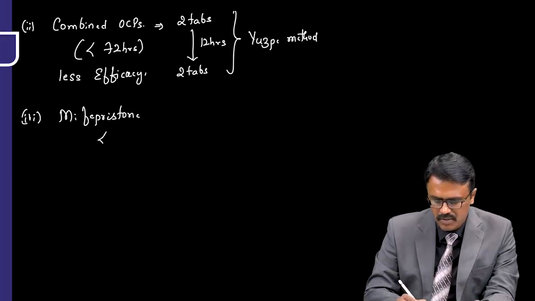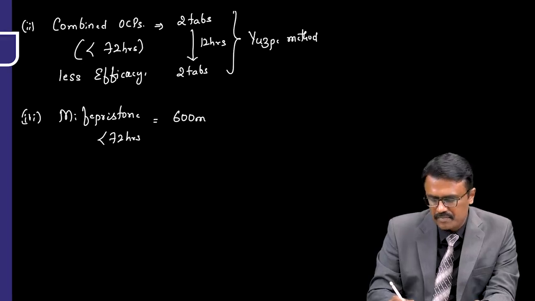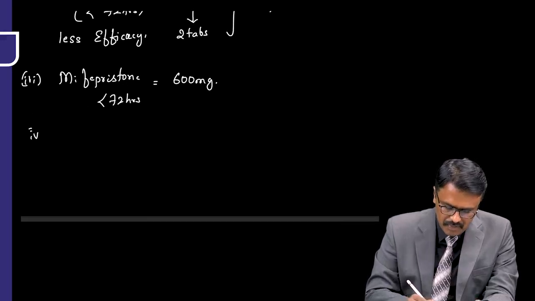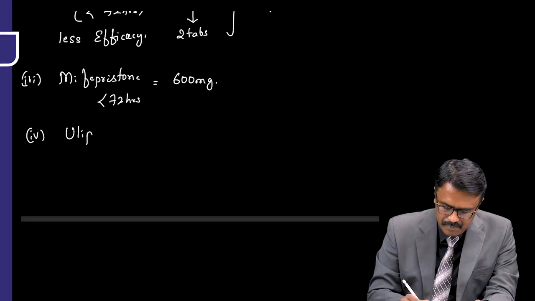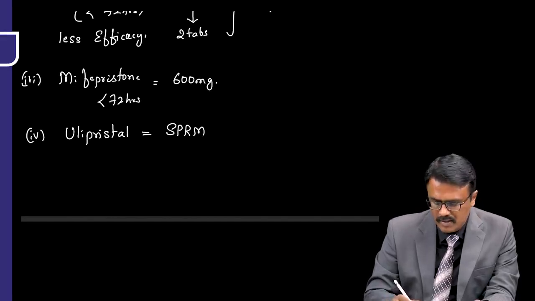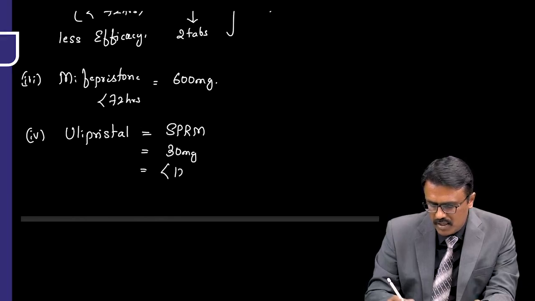Mifepristone has to be used within 72 hours, and the dosage is 600 milligram. Recently we have come up with another drug called ulipristal. Ulipristal is called an SPRM, selective progesterone receptor modulator. It is given as a 30 milligram tablet, and it can be used up to 120 hours.